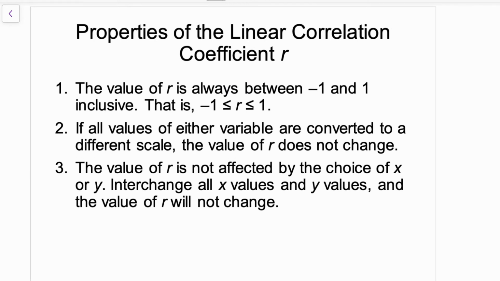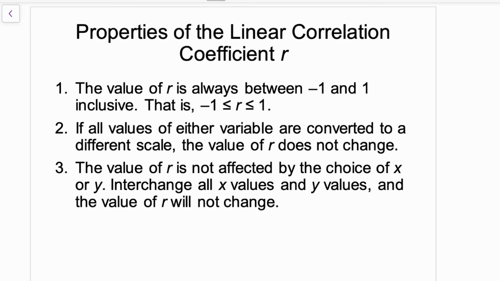There are some basic properties of R. One is that R will always fall between -1 and 1. If it falls closer to -1, that means we have a very strong negatively sloped correlation. If R falls very close to +1, that means we have a very strong positively sloped correlation.